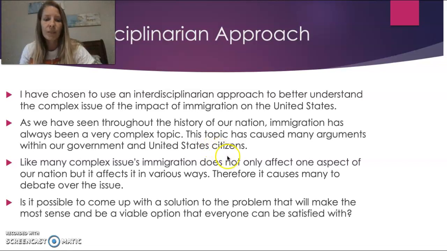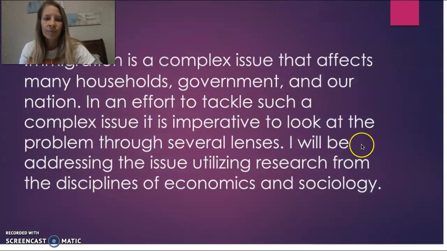Is it possible to come up with a solution to the problem that will make the most sense and be a viable option that everyone can be satisfied with? Immigration is a complex issue that affects many households, government, and our nation. In an effort to tackle such a complex issue, it is imperative to look at the problem through several lenses.